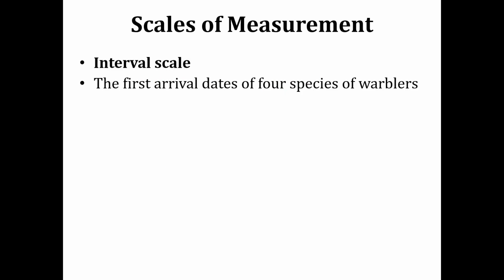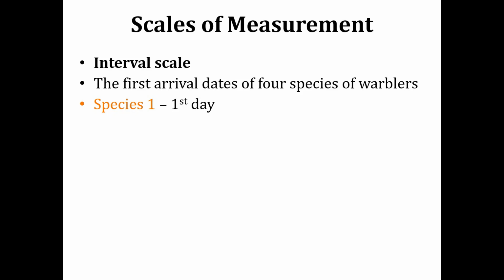Now we are going to see a simple example to understand the interval scale, and we are talking about the first arrival dates of 4 species of warblers in this case. So the first species arrived on first day. So you can see that our scale doesn't start from 0. Our scale starts from first day, and first day is that day on which first member of the species 1 has arrived, right? So this is going to start our scale, so this is going to be our first day.